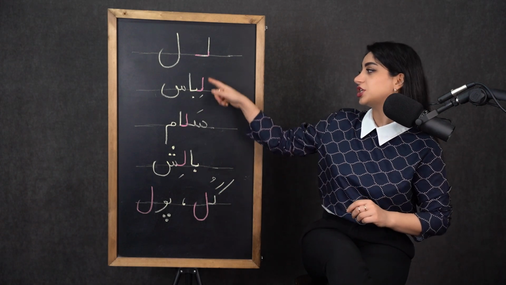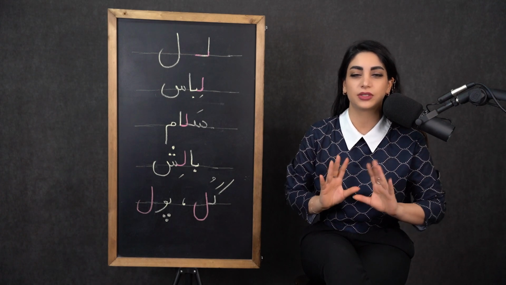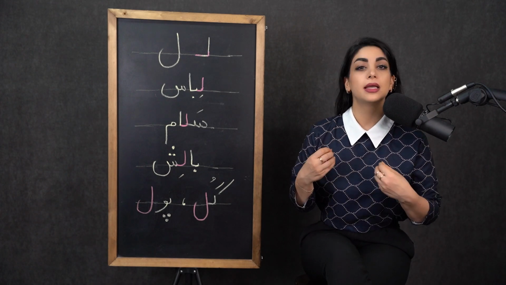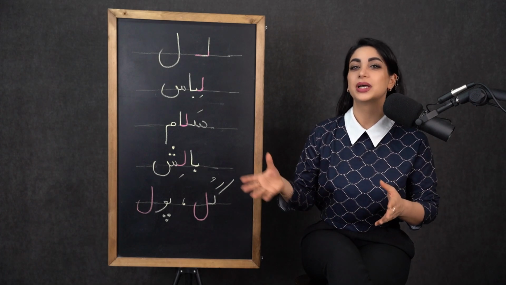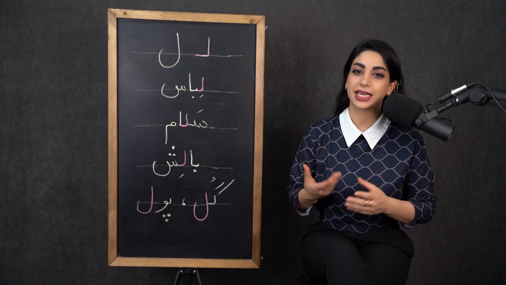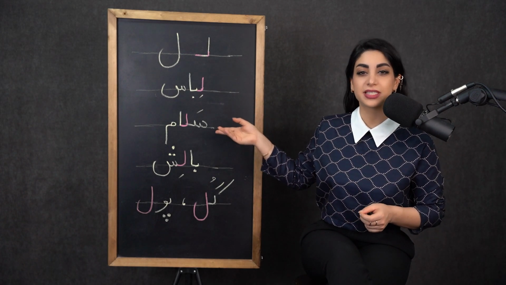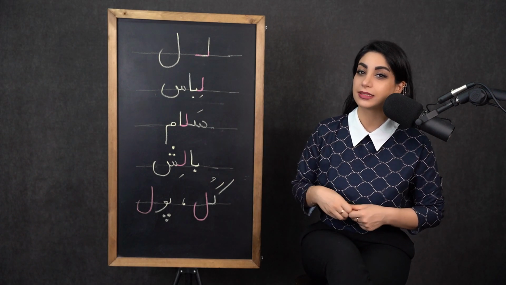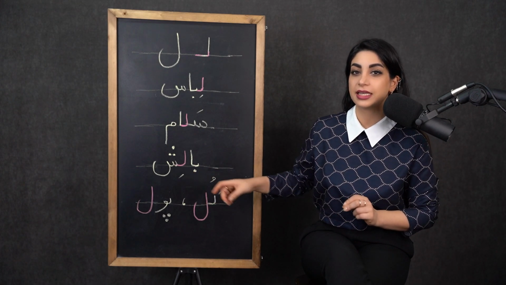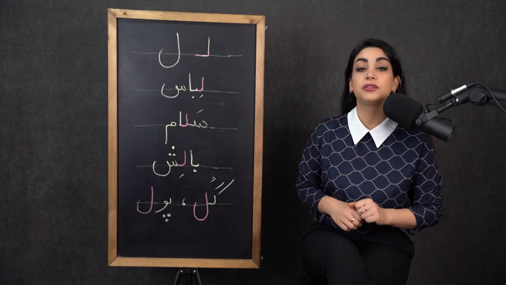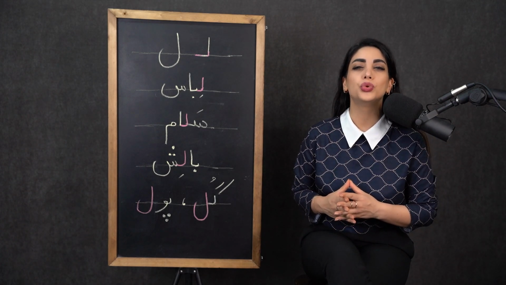Try to write down each one of these just once, no pressure, that's only for practicing. And for these new words, you know that right now. Instead of saying clothes, we say lebas. Instead of saying hello, we say salam. Instead of saying pillow, we say balish. Instead of saying flower, we say gul. And instead of saying money, we say pool.